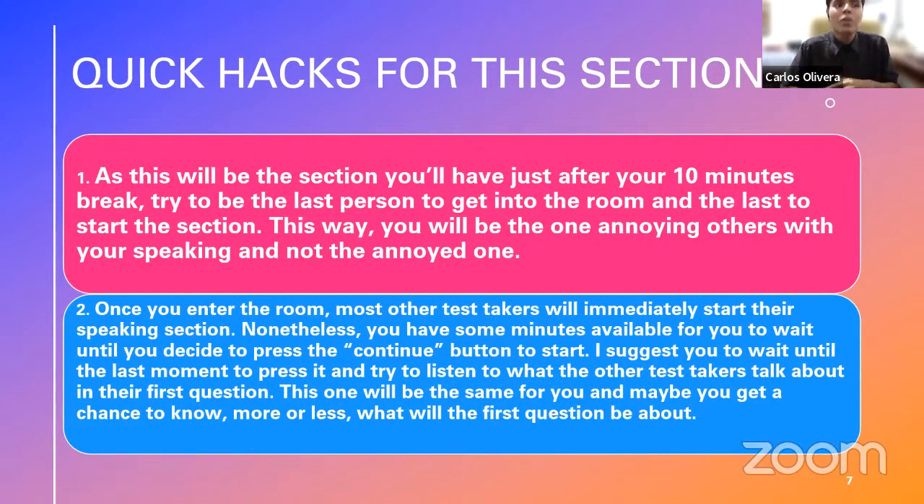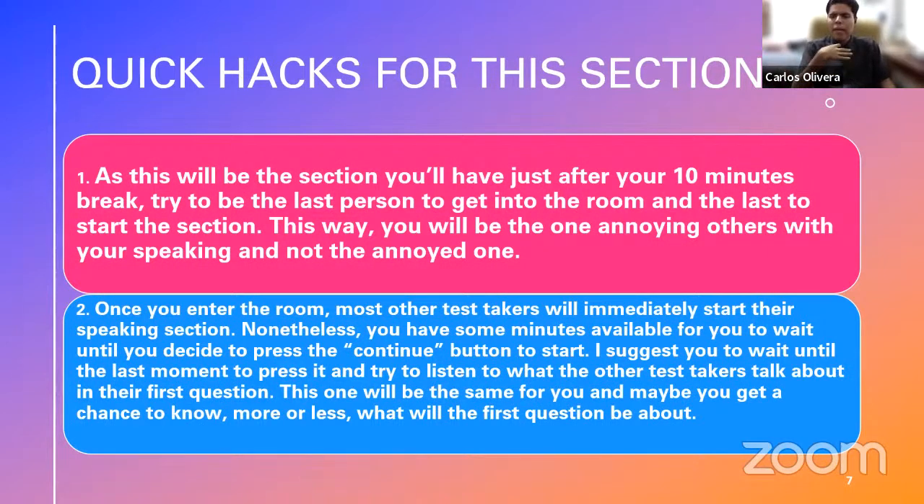So, for example, it happened to me when I took my second TOEFL exam last year. I remember I was the last person to get into my room, and the last person to press this start button. So I had the chance to listen to what the other test takers were saying in their responses. And I remember that I listened to one test taker talking about something related to vacations. Of course, I didn't know what the specific question was because I had not begun my section yet.